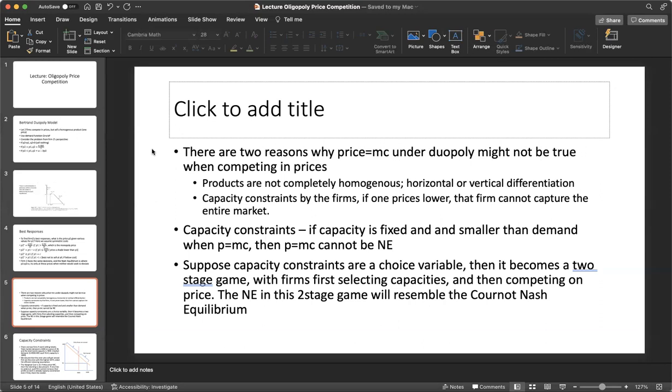And the next reason why it's not infinite is because you cannot capture the entire market. If you lower your price, you cannot increase sales. And therefore, the price equals marginal cost thing will not happen. And in the capacity constraints idea, basically it resembles Cournot-Nash, which is the thing that we already studied, the Cournot-Nash equilibrium. Okay, so we'll do that next week.